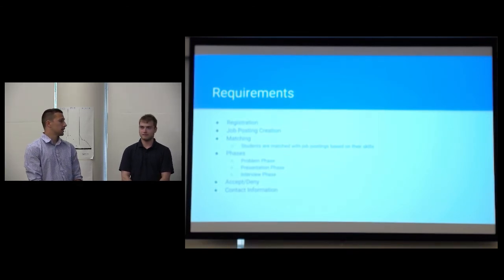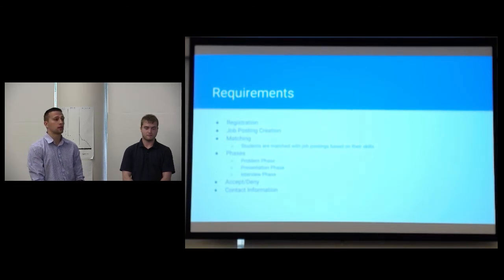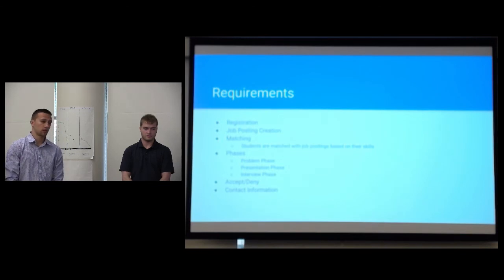And then the app must be able to accept and deny at any point, so students can decide that they're interested or not interested at any point in the application. Same goes with recruiters. They could no longer be interested in students. If they so choose to, they can decline them. And then part of the app is we wanted to display contact information for both the recruiter and student, so that way they could contact each other to set up interviews, which is, again, the end goal of the application.